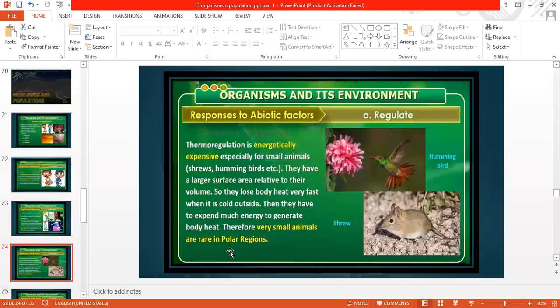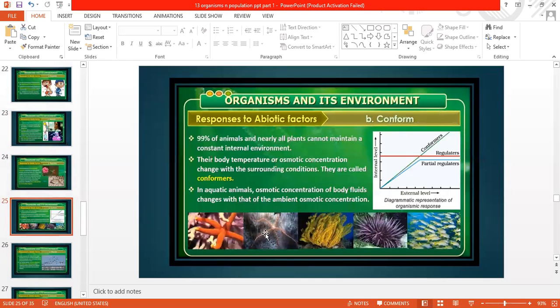Now, if you see this graph, if we draw a graph between internal level and external level, this red line shows regulators. They maintain constant body temperature, whatever the external factor may be.